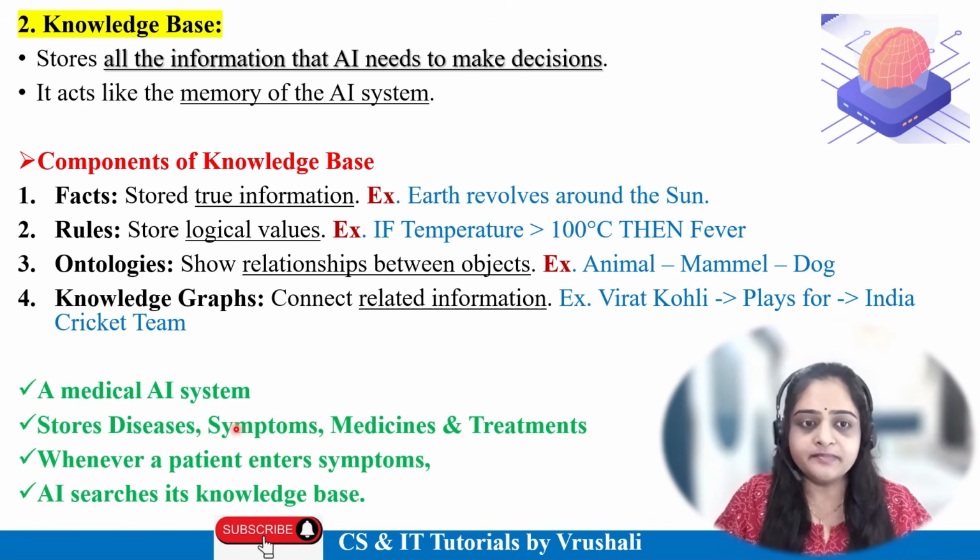Now another example: suppose in a medical AI system, it stores diseases, symptoms, medicines, and treatments in memory. Whenever a patient enters the symptoms, AI searches as per its knowledge base. It takes a decision as per its stored information, its ontologies and rules. So this is called the knowledge base.